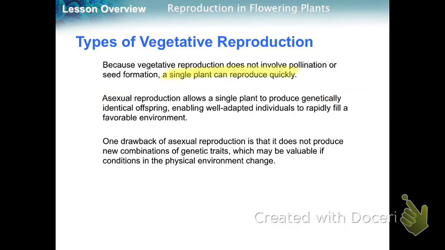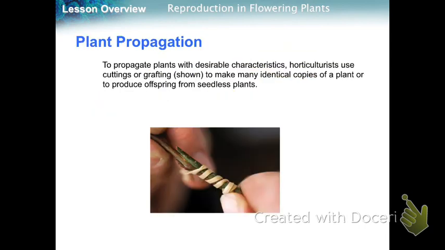This increases the rate of plant reproduction, but we've also talked about with asexual reproduction it doesn't create any variety. They're identical offspring. If the adaptations are good in that offspring, they can rapidly fill a favorable environment. I already mentioned it does not produce new combinations. There's no variety. So if the conditions change, that can be a problem.